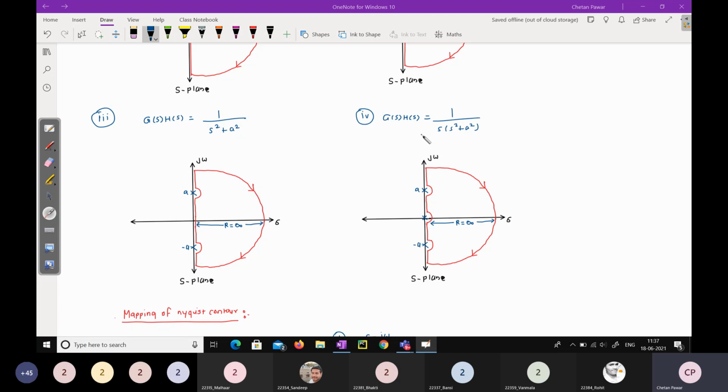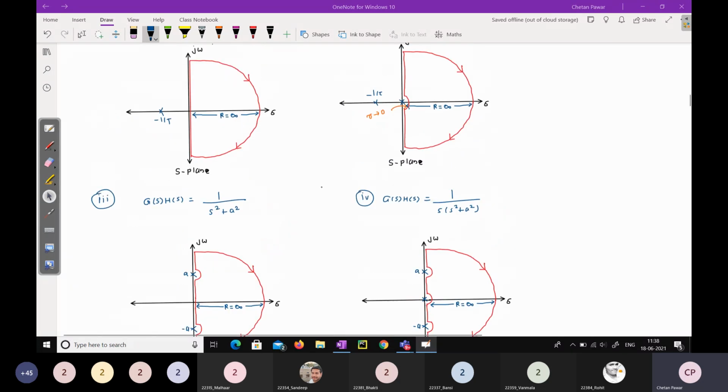Let us see the fourth type of Nyquist contour. Here you can see there is one pole at the origin and there are two complex poles on the imaginary axis. So similarly, three small circles are there, which exclude those poles. Like this, the Nyquist contour will be drawn. So these are the types of Nyquist contour.